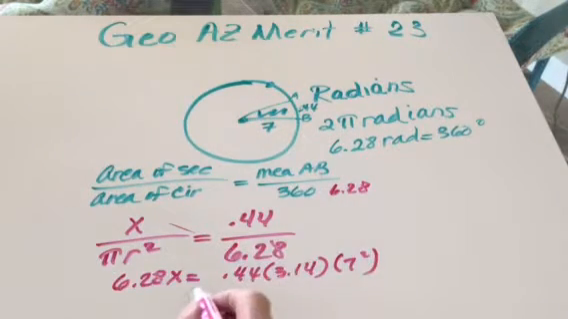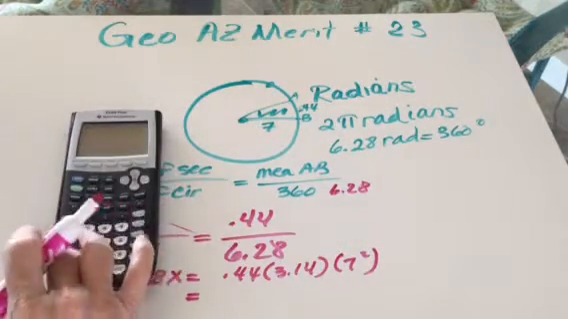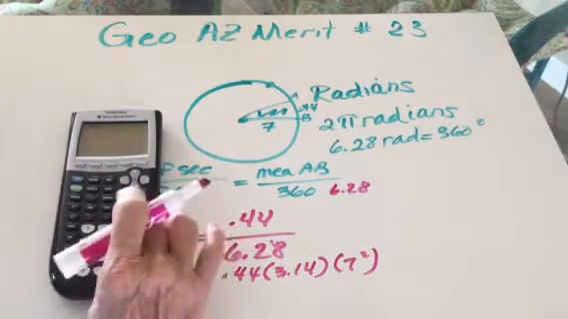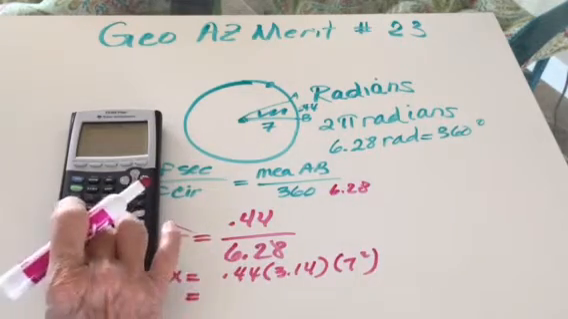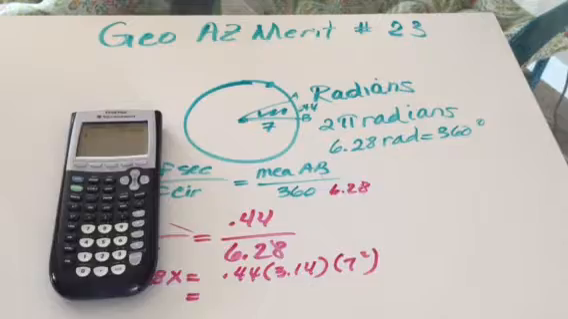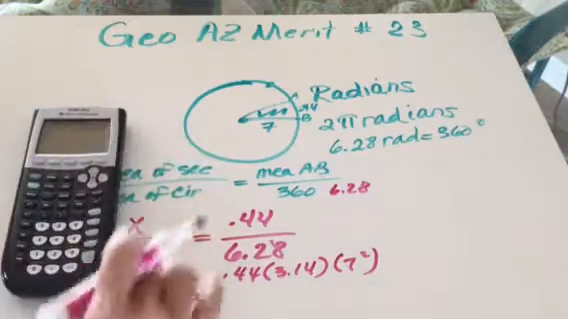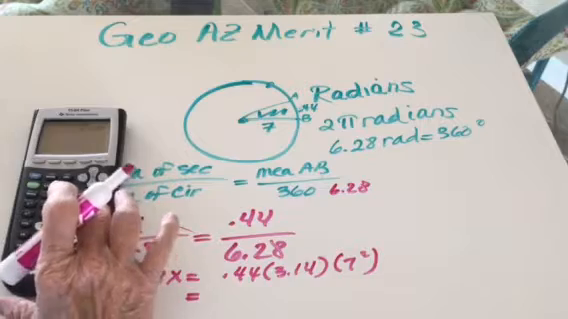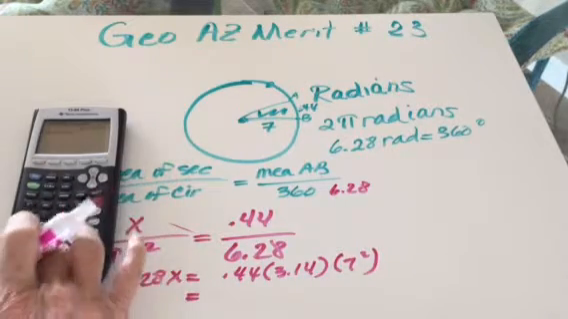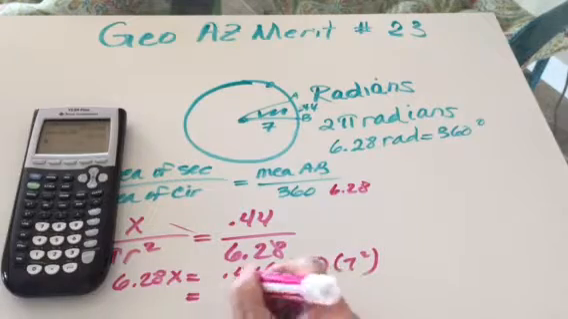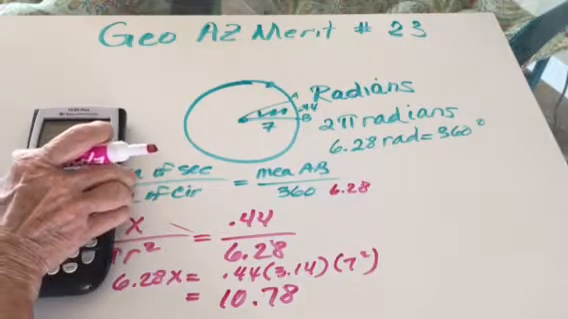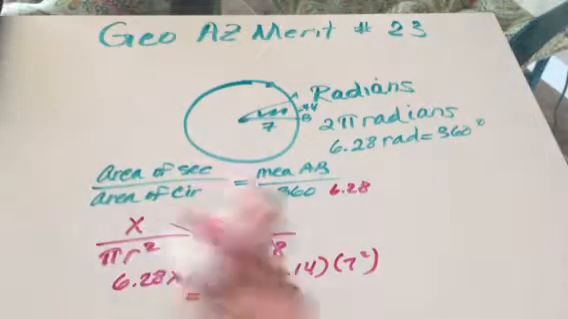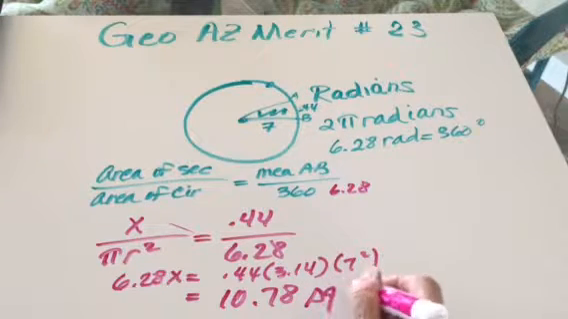And now that's a simple calculator problem. You multiply 0.44 times 3.14 times 7 squared, which is 49, and I'm just going to do this in one step, divided by 6.28, and it's going to equal 10.78. And what are they asking us for? To the nearest hundredth of a square inch. Well, that's it right there. 10.78 square inches.